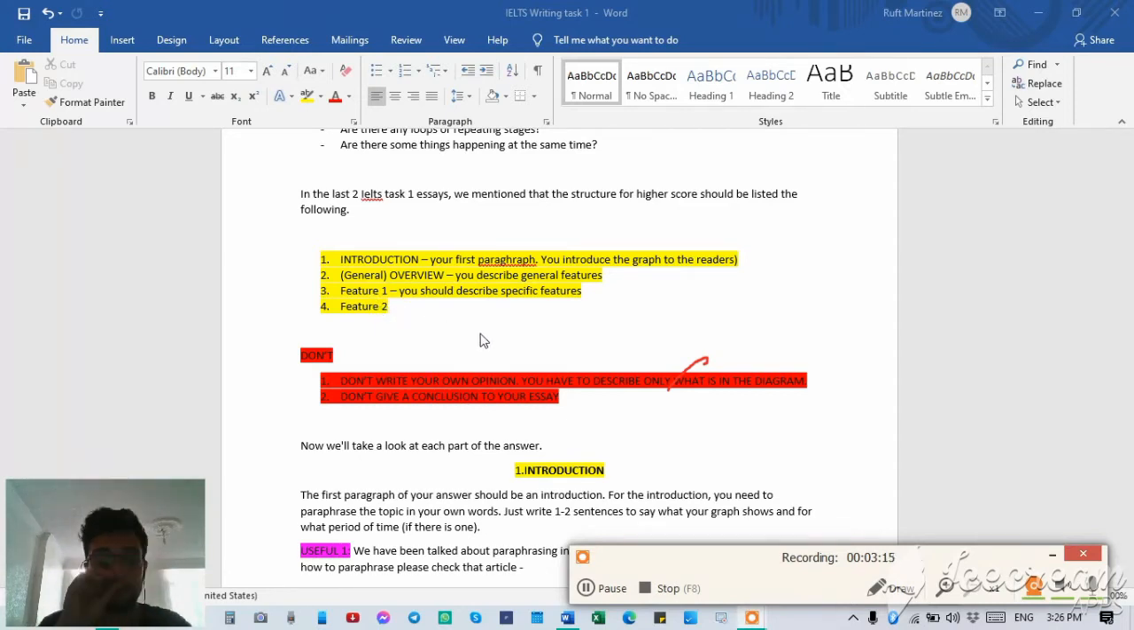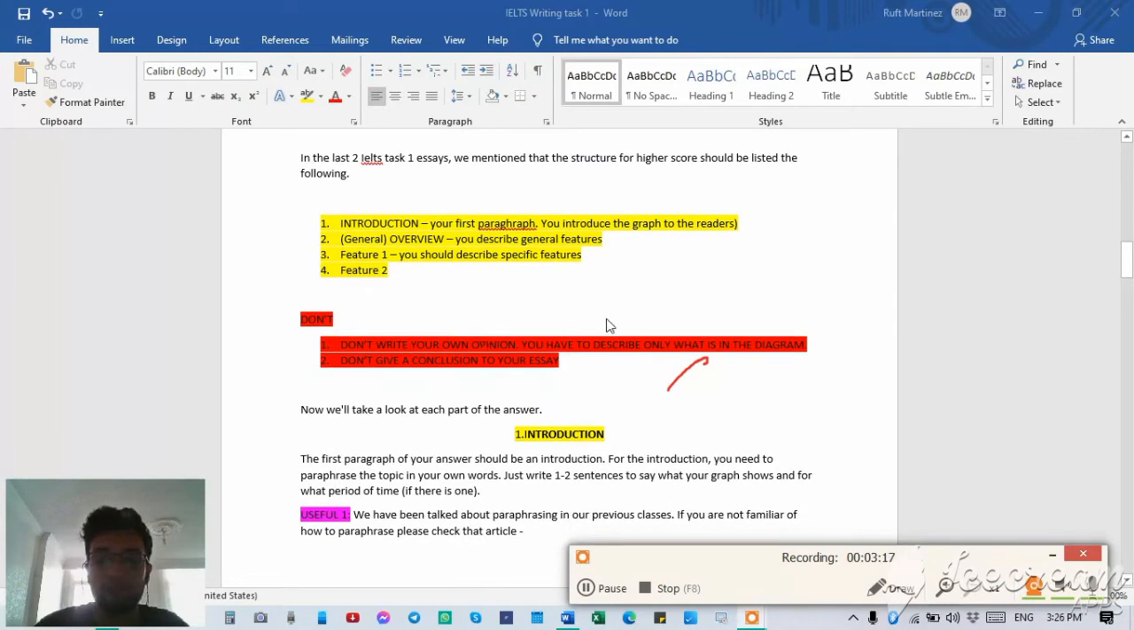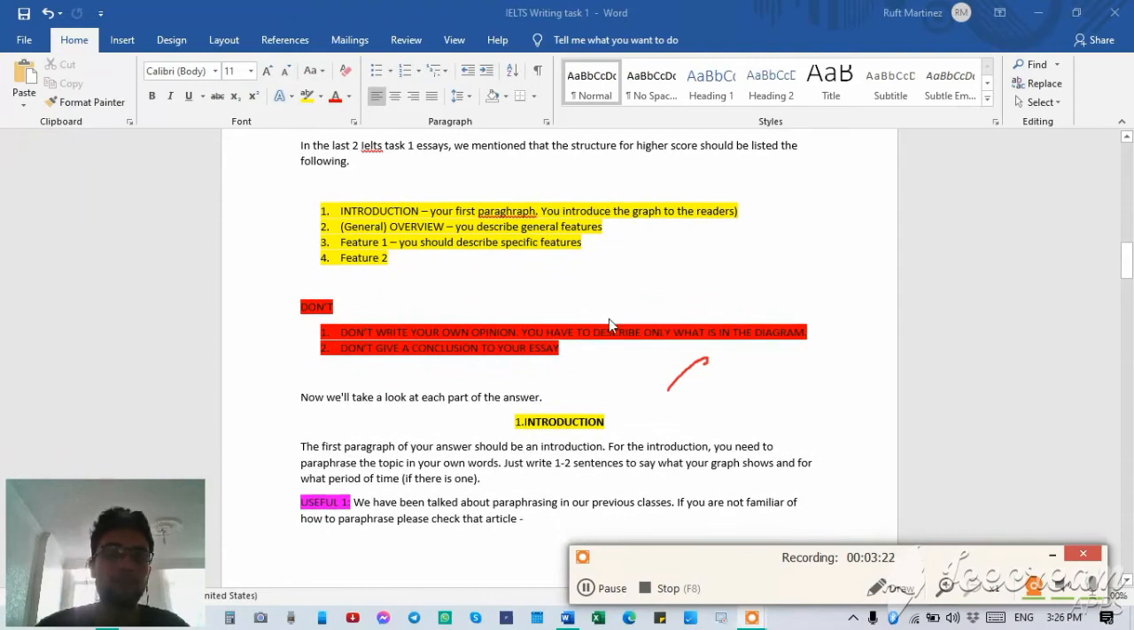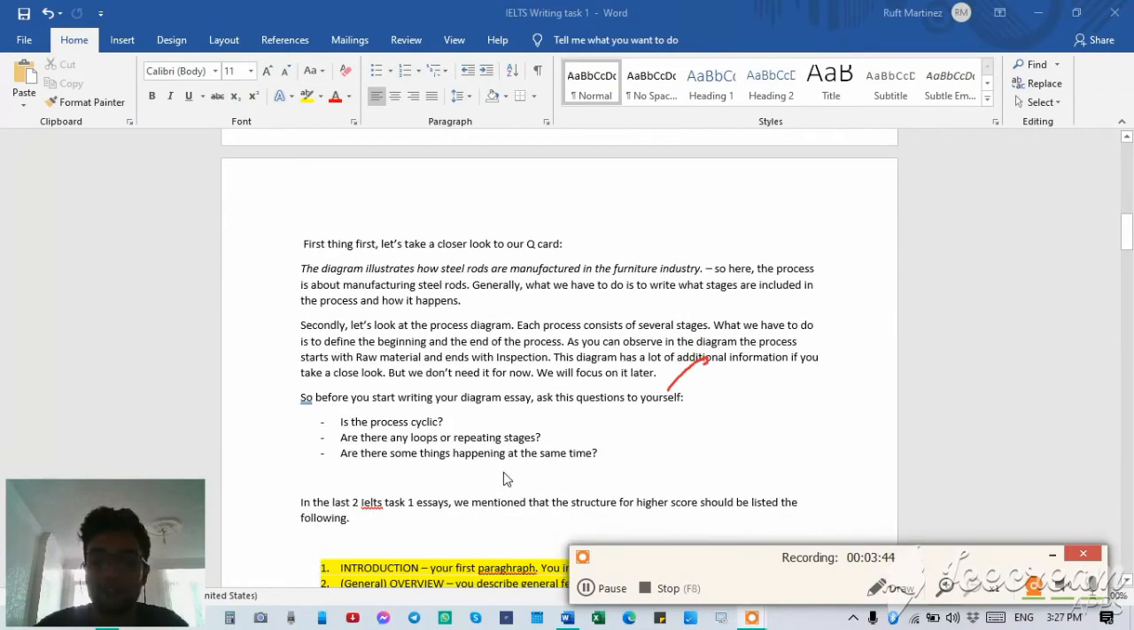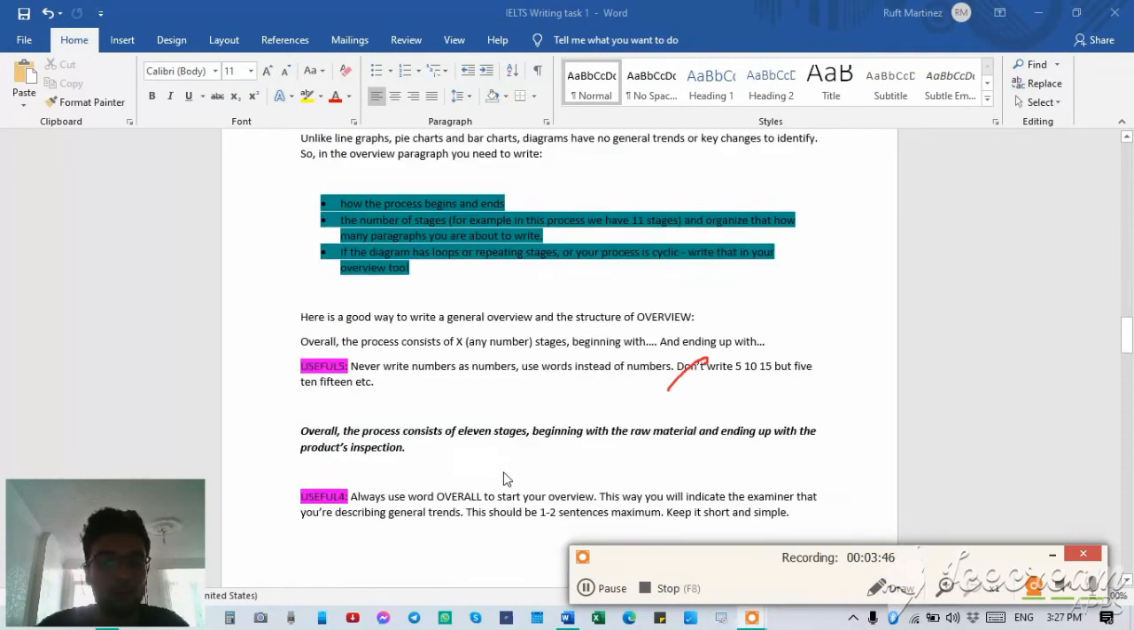Where you write the features, which means details, in different paragraphs. Every time you see a diagram, just divide the process into 3 stages. For example, we'll divide this process like this: the first process contains 4 stages, the second process contains 4 stages, and the last process contains 3 stages. So let's look at this now.